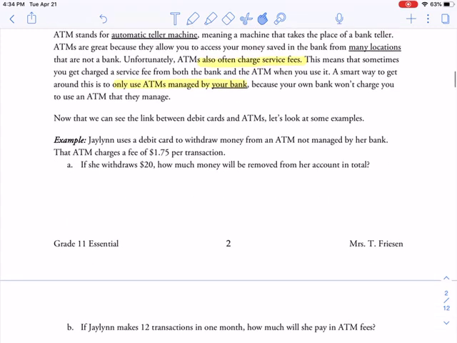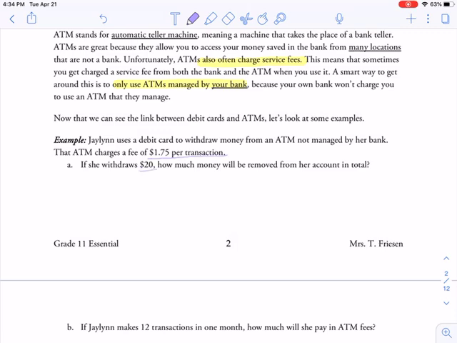Now we can see that there's a link between ATMs and debit cards, being that you can use your debit card to take out money from an ATM. Let's do a couple examples. Jaylyn is using a debit card to withdraw money from an ATM that's not managed by her bank. That means she's going to get charged a service fee. The ATM charges a fee of $1.75 per transaction. That's a key phrase there.